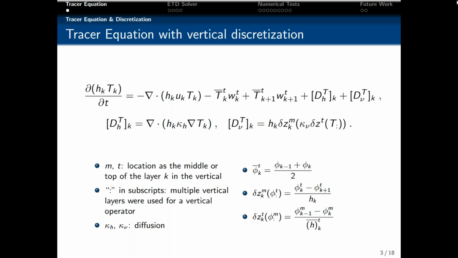So here we have our tracer equation discretized vertically. T indicates our tracer, K indicates the layer we're working on, and as you all know, the tracer equation can be seen as composed of four terms. First of all, we have the horizontal advection, then we have a coupling term between layers which can be properly called vertical advection, and then we have the two diffusion terms, the horizontal and the vertical one. On the right of the slide, you can see some operators that we defined for this vertical discretization.